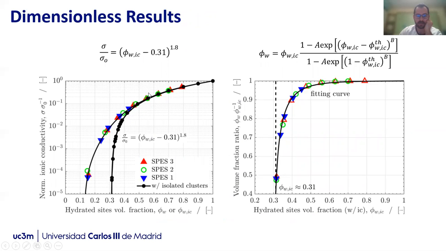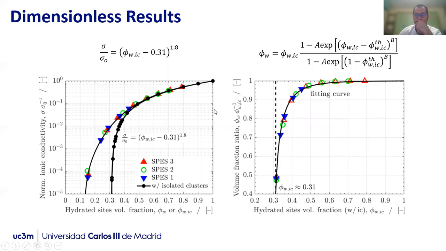Okay, and the results. From percolation theory, we have this well-known result for a network with isolated clusters. This will be the black line. The first thing we have to check is that we are able to reproduce those results for the network with isolated clusters. And then for the network without isolated clusters, which are actually our results, to compare with the membranes, we have here the symbols.